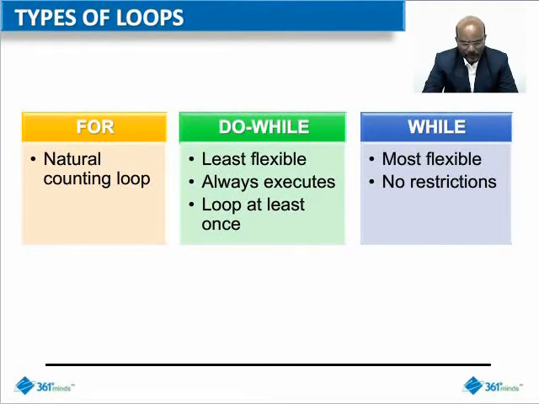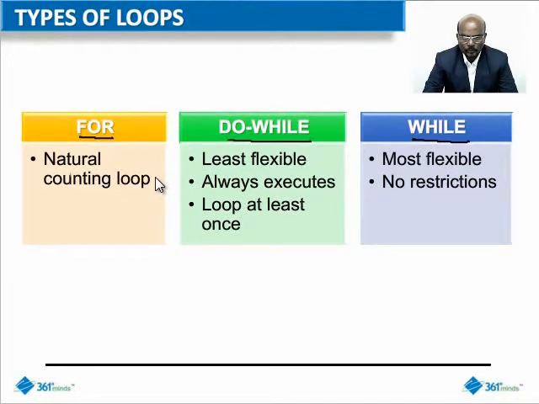There are three types of loops, namely the for loop, the do while loop, and the while loop. And as the slide indicates, the for loop is naturally a counting loop. It will keep on counting till the condition becomes false.